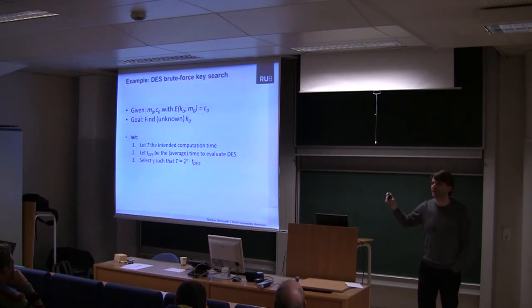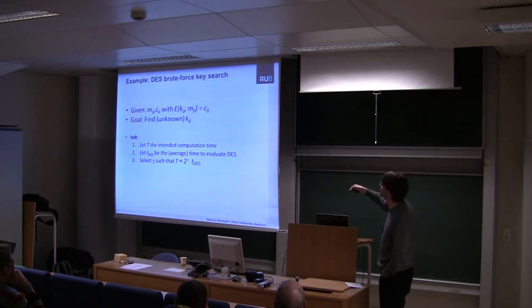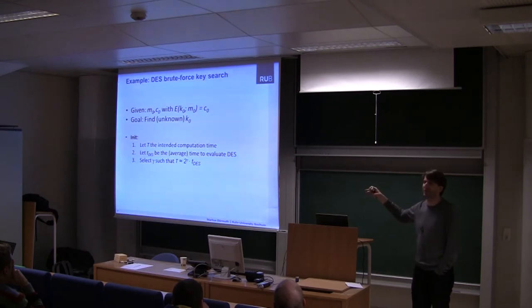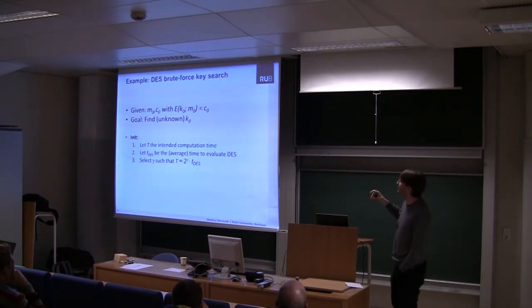What you're doing in practice is you're just trying out all keys K0, encrypting M0 under K0, and you're getting a ciphertext. If you're hitting the right one, then you're done. That's how you usually solve it. Now, I'll show you how you solve it using a password hash.